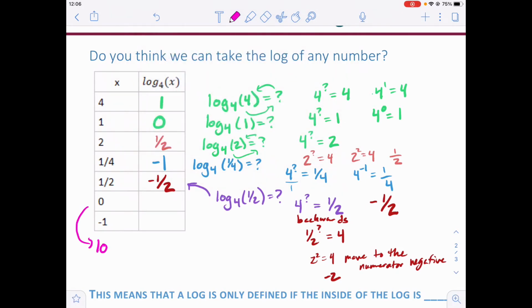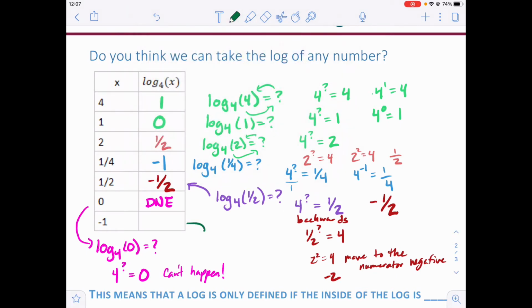All right, let's look at this one. So we're looking at log base 4 of 0. So 4 to what power gives us 0? Well, if we multiply 4 times 4, are we ever going to get 0? No, right? The only way to get 0 is if one of these is 0. This can't happen. This does not exist.